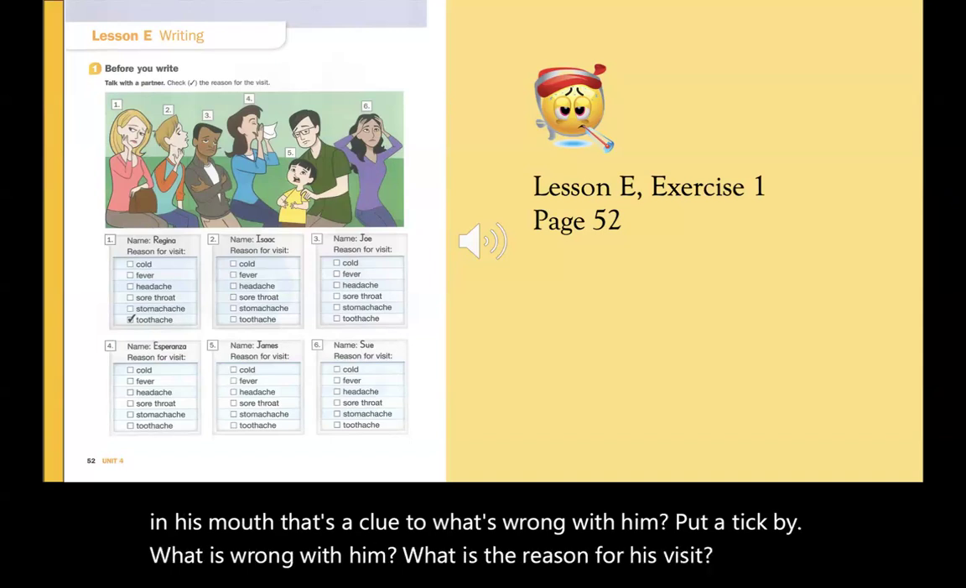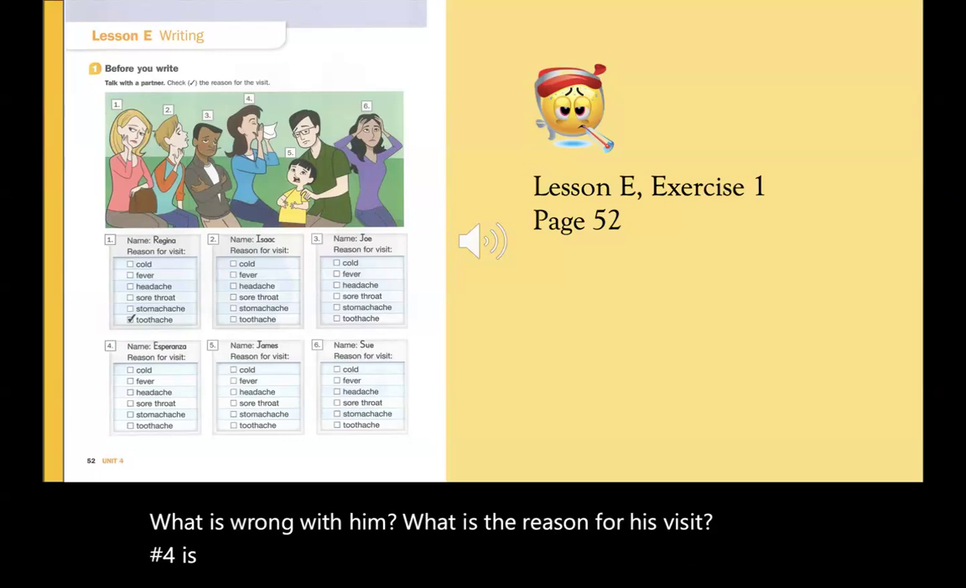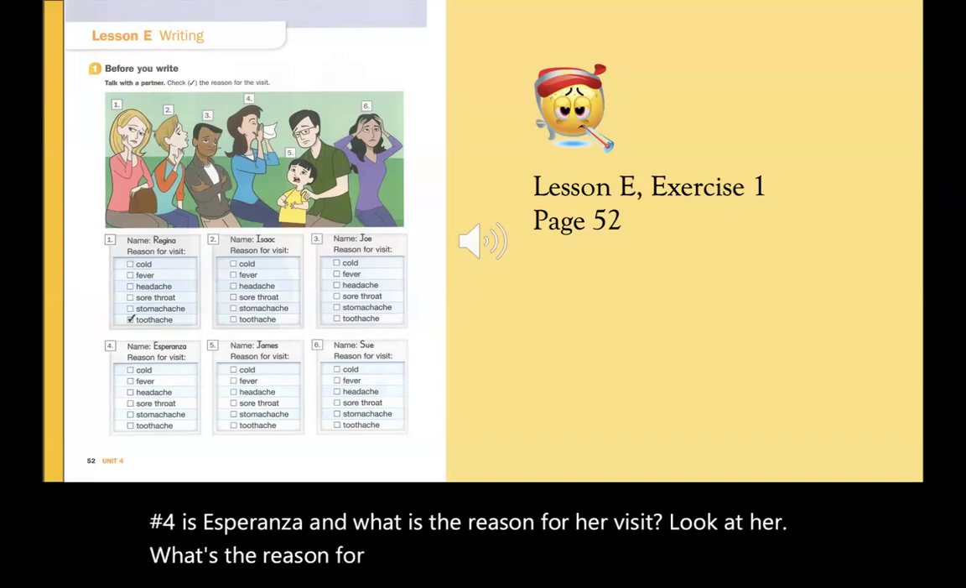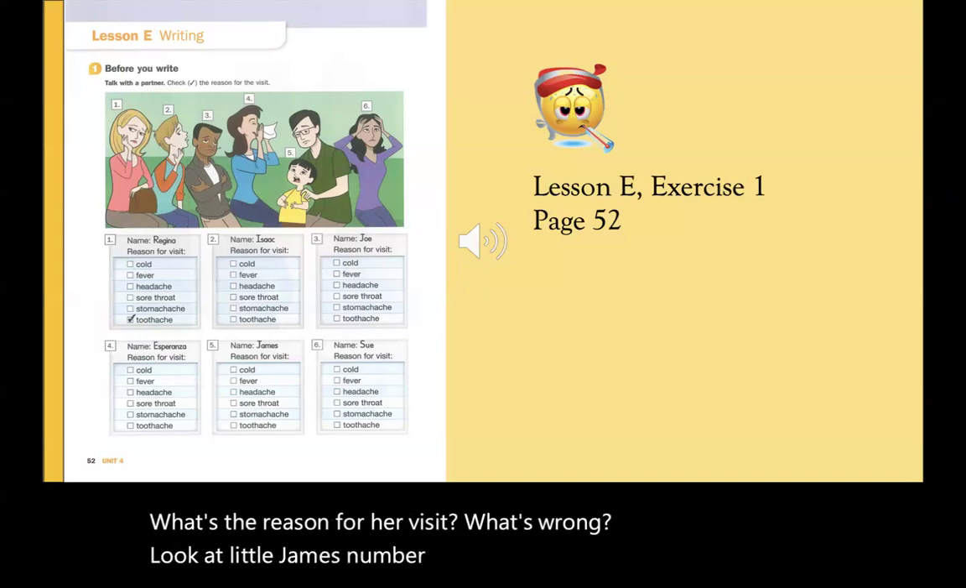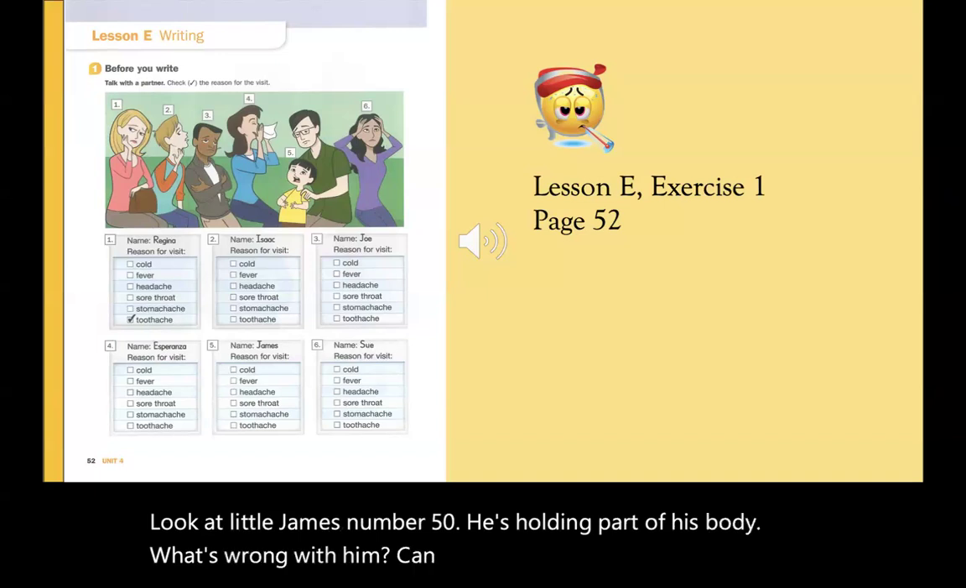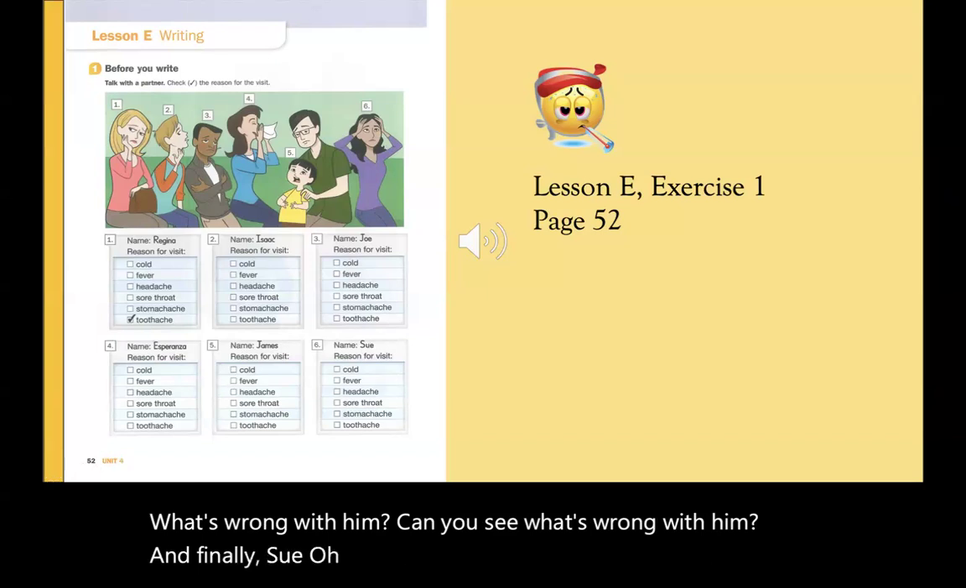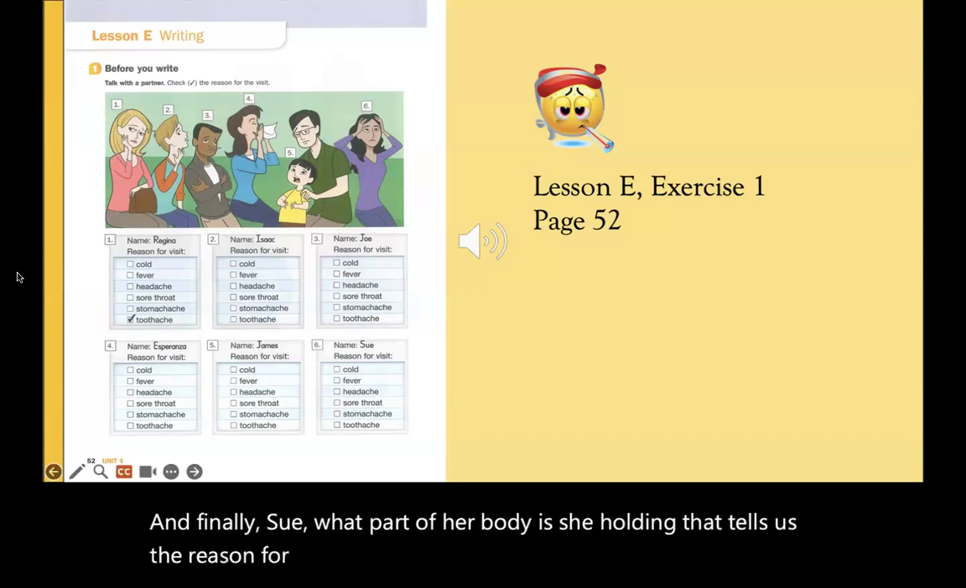Number 4 is Esperanza. And what is the reason for her visit? Look at her. What's the reason for her visit? What's wrong? Look at little James, number 5. Oh, he's holding part of his body. What's wrong with him? Can you see what's wrong with him? And finally, Sue. Oh, what part of her body is she holding? That tells us the reason for her visit. What is it?